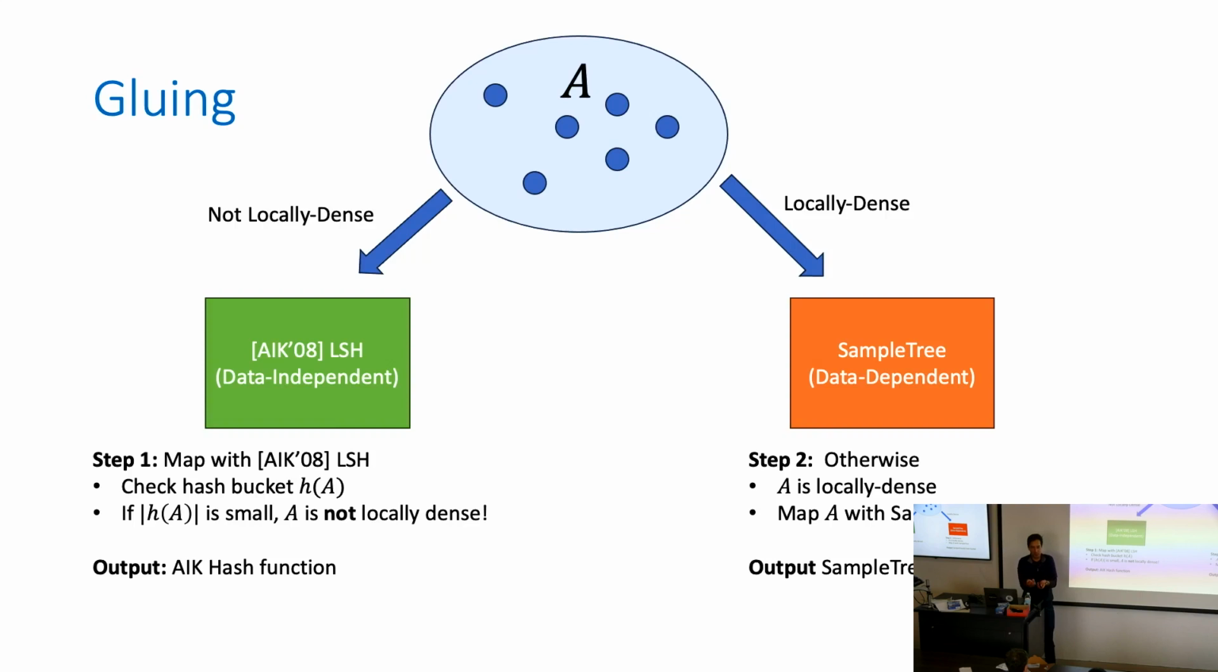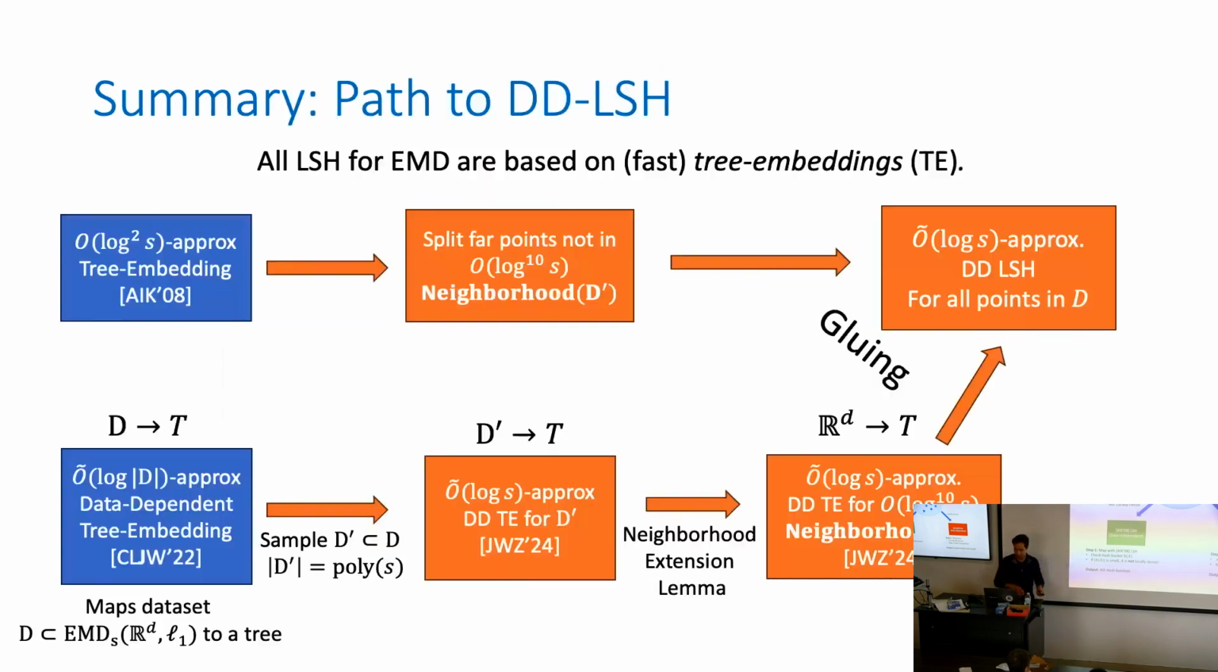Therefore, you must be locally dense. And so therefore, you must be able to get a good approximation for sample tree. So algorithmically, you can actually check the condition of whether or not you're locally dense and use that to decide which one to use. And that's how we sort of finish the whole thing.